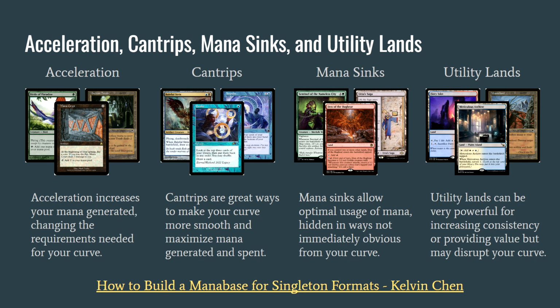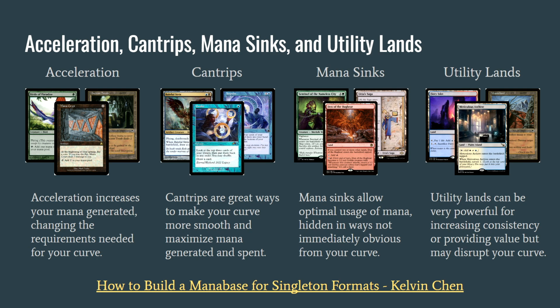Cantrips, like Ponder, or even things that replace themselves, Baleful Strix, Impulse, that sort of thing, tend to occupy the lower slot on your curves, and they make your mana more smooth, which means you need to run a different amount of lands. But they also are really good at making it so that you can maximize the amount of mana you spend every turn.